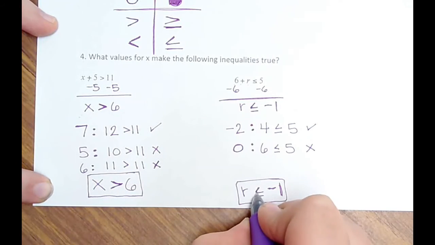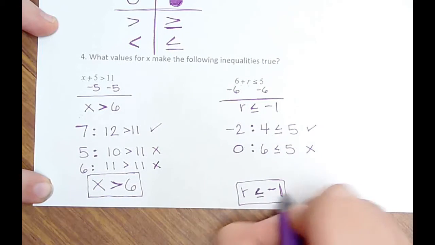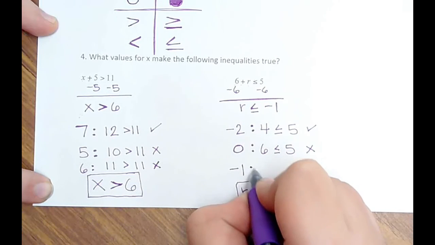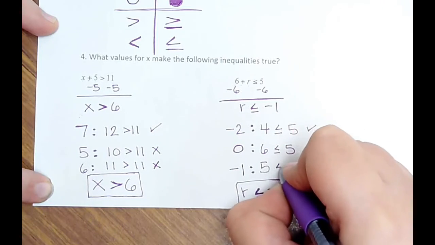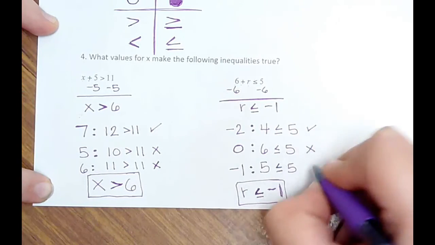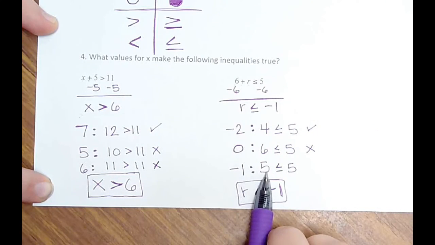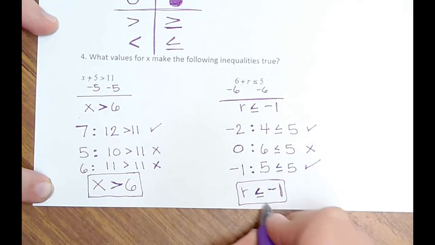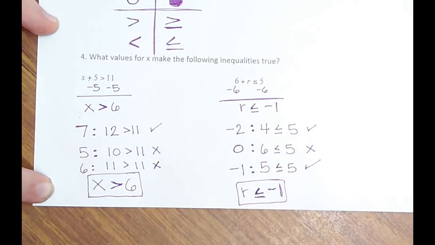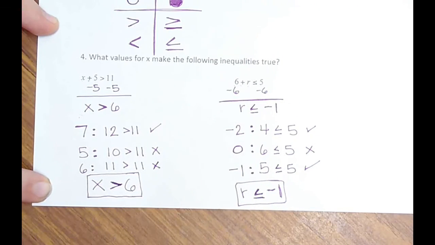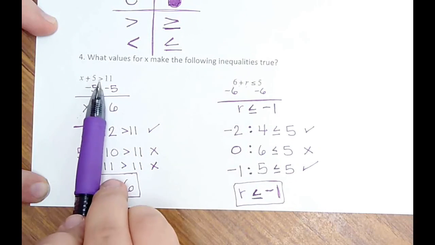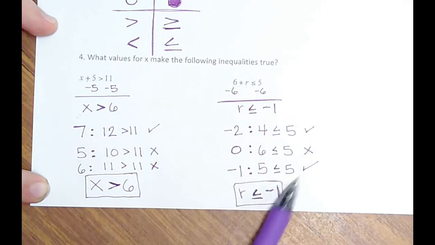Whereas over here, when I plug in the value negative 1, I get 6 minus 1, which is 5. 5 is less than or equal to 5. Well, yes, 5 is equal to 5. So this is a true statement. So because I can do this, I have to include my line underneath. Whereas over here, I do not have the or equal to sign. That's the major difference between these two signs, is one includes the value, one does not.